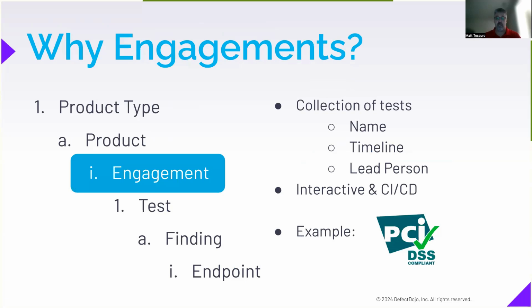And so quickly, I just want to talk a little bit about the data model to level set for this conversation. So product types have products, products have engagements, and then under engagements are tests. And you may say, what's this engagement thing here? I really just care about scanning, and that's a test.